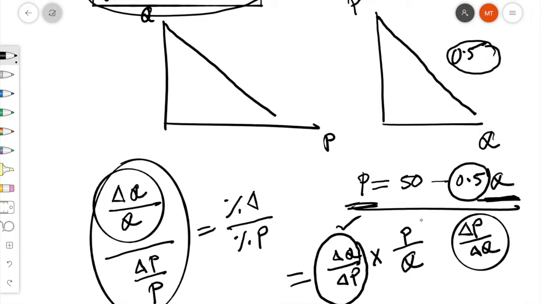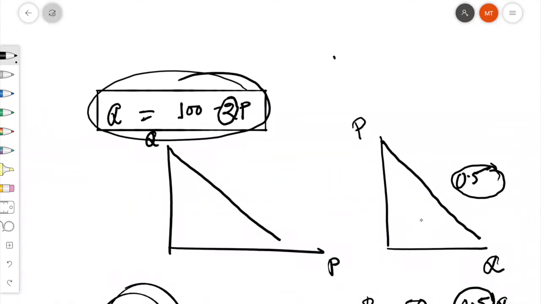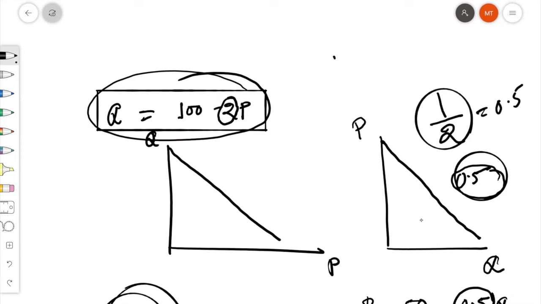And if we look at this equation, this 2 is the coefficient of price, whereas in the case of the slope of the demand curve, we take the reciprocal of this 2, which equals 0.5, which is the slope of the demand curve. So the bottom line is the demand curve slope and the elasticity are not the same.